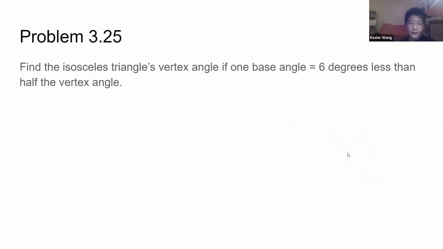Find the isosceles triangle's vertex angle if one base angle equals 6 degrees less than half the vertex angle. Yeah, you can get a little bit more time for this one. Find the isosceles triangle's vertex angle if one base angle equals 6 degrees less than half the vertex angle. Yeah, you just get an equation and you're done.